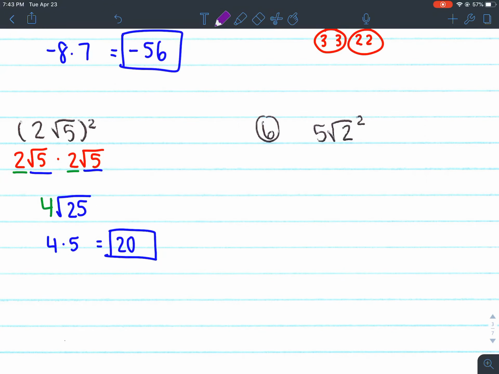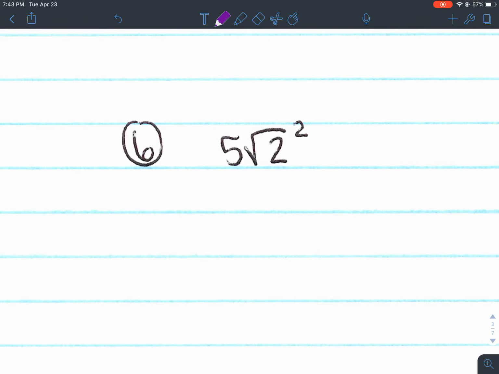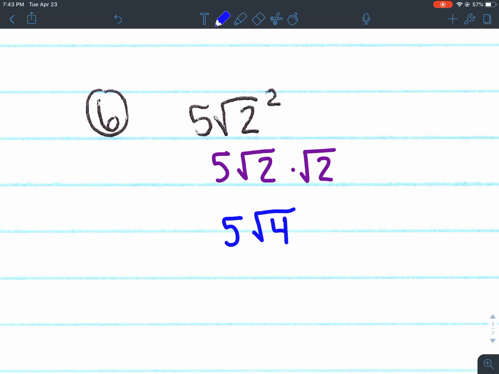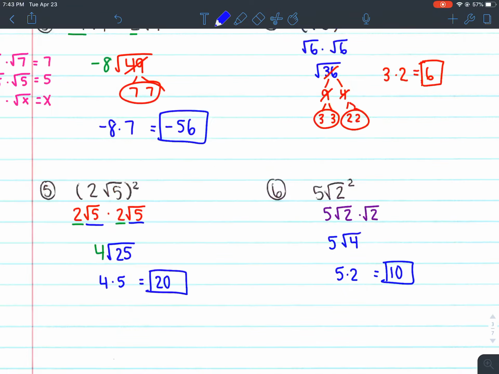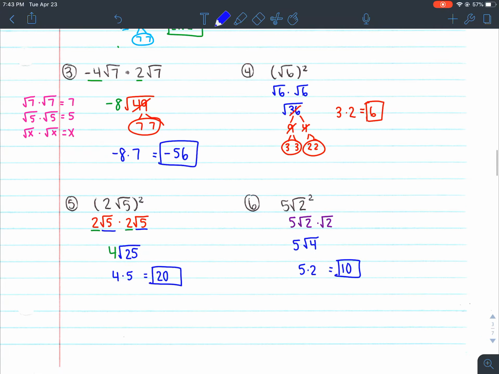Lastly, number 6, this one's a little bit different. The square is only on the radical 2. So I have 5 square root of 2 times square root of 2. So I have the square root of 2 twice, but not the 5 twice. Okay, and then square root of 2 times the square root of 2 is the square root of 4, because you multiply the insides. And then the square root of 4 is 2, which gives me 10 when I multiply those together. So that is how you multiply. Multiplying is actually the easier one out of the 4. It's probably the least amount of work out of the 4 ways.